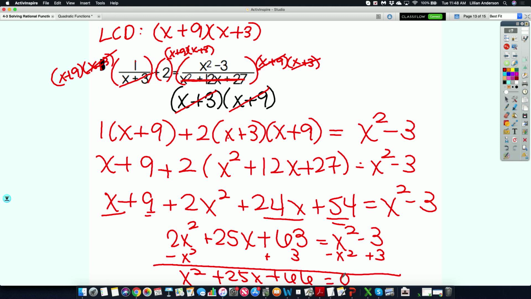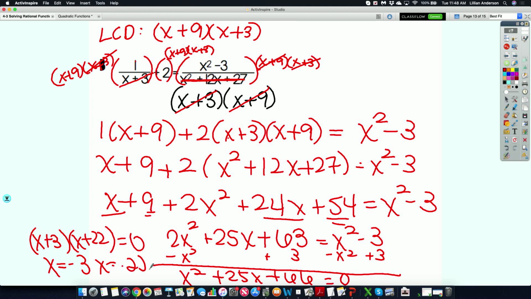So the quadratic you should have been factoring was x squared plus 25x plus 66. What two numbers multiply to give you 66 that add to give you 25? 3 and 22. That's why I was saying don't overthink those two numbers, okay? 3 and 22, when you add them together, they give you 25. So you get x equals negative 3 and x equals negative 22.